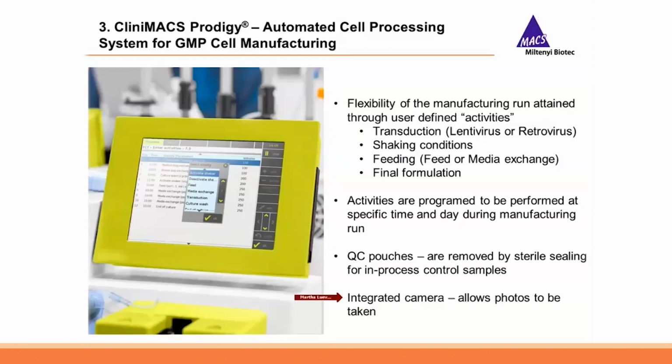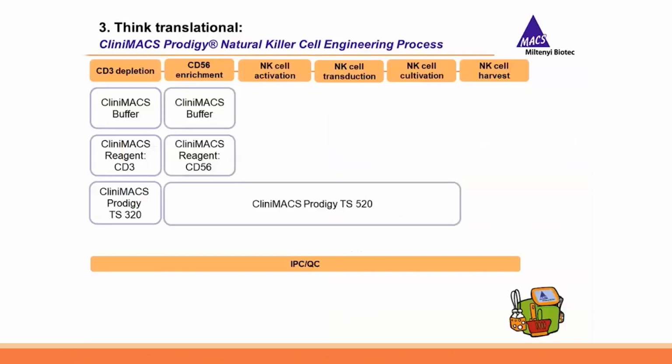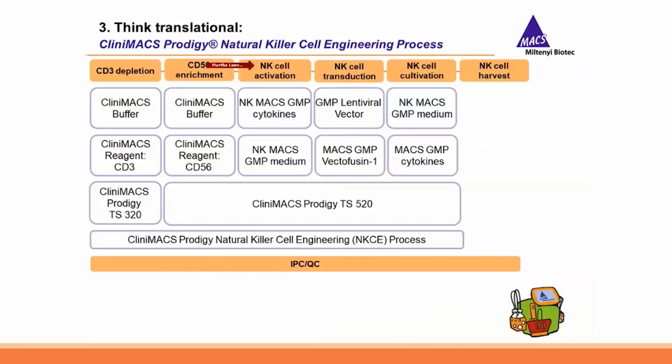So now that I've shown you just a little bit about the CliniMACS Prodigy, how would it look for NK cells and these CAR-NK cells? It's something like this. In the case of NK cells, we need to have 2 different tubing sets. One of them in which we do the CD3 depletion, then we transfer the final product to the next tubing set to do a CD56 enrichment using the 520. In this tubing set, we are able to do the NK cell activation, transduction, and the cultivation using our cytokines, our medium, and our Vectofusin. So everything that you need.